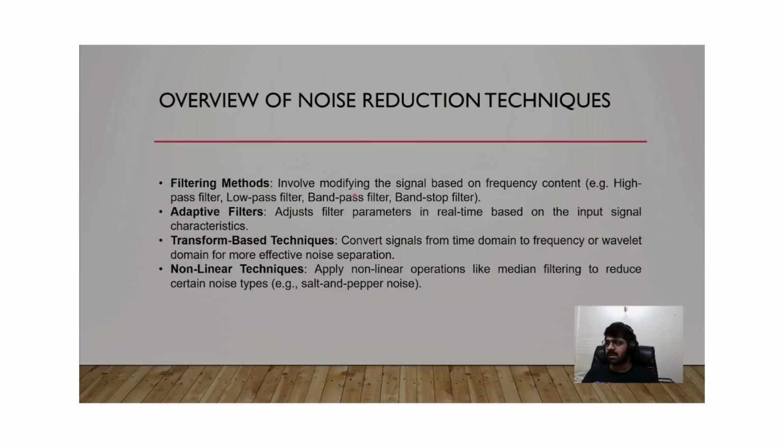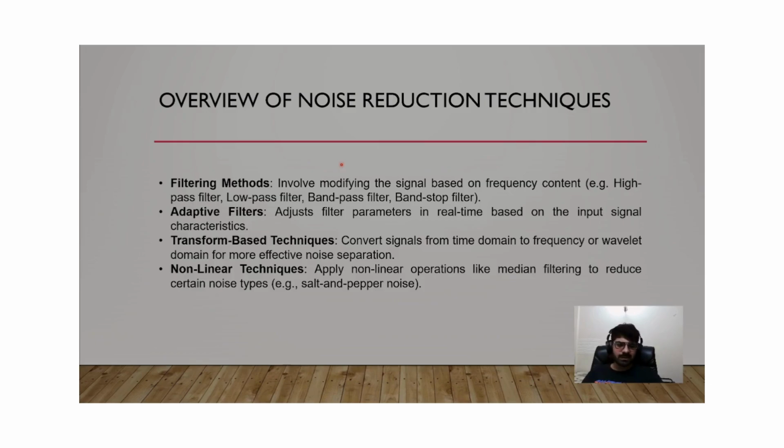So these are some types of noise reduction techniques. First, we have filtering methods. In these, we literally just filter out the noise from the signal. In this, we use filters like high pass filter, low pass filter, band pass filter, and band stop filter, and some other filters. Then we have adaptive filters.